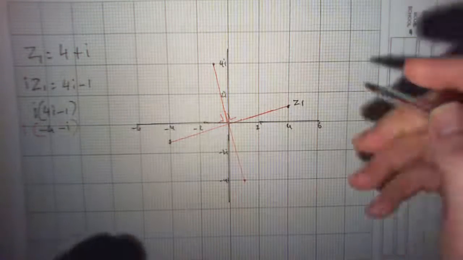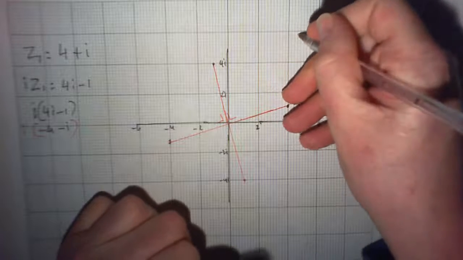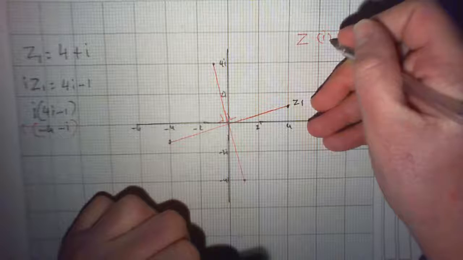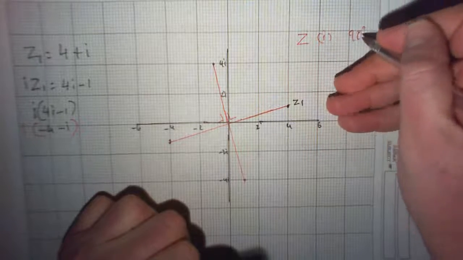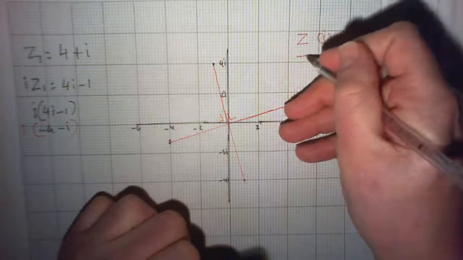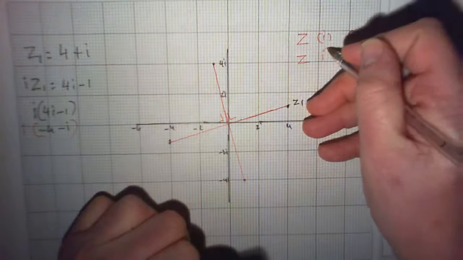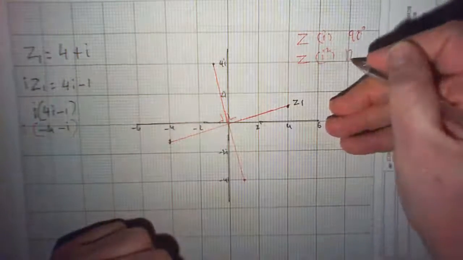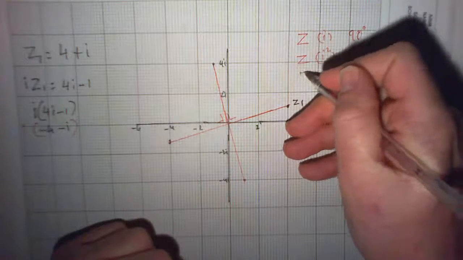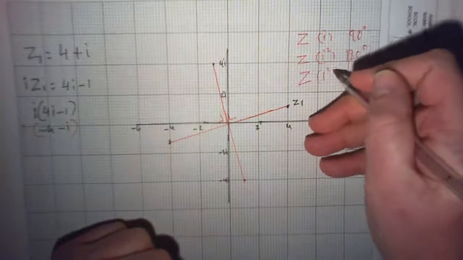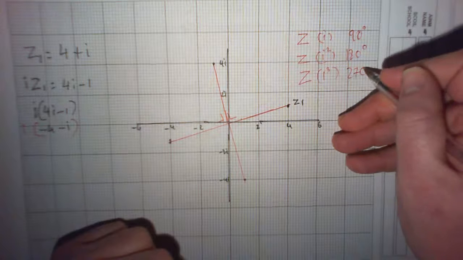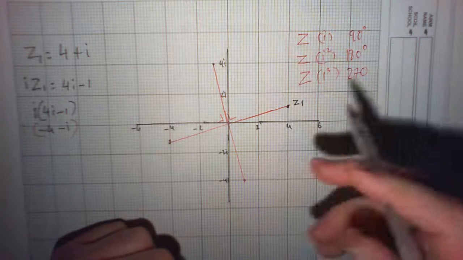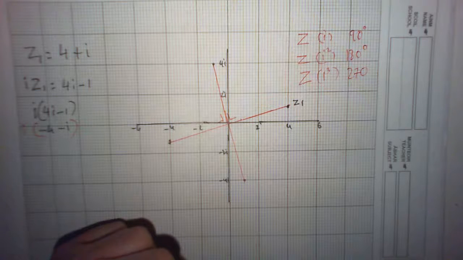Okay? So basically, if you multiply any Z value you have by i, it'll go 90 degrees. If you multiply any Z by i squared, that's i by i, it'll go 180 degrees. Multiply any Z by i cubed, 270. Any Z by i to the power of 4, it basically stays where it is.